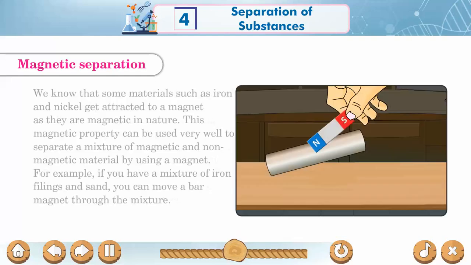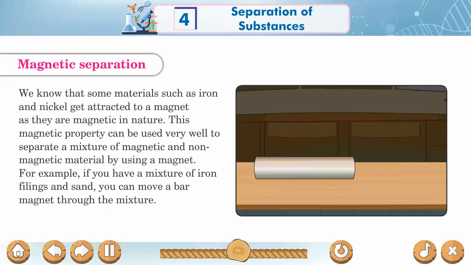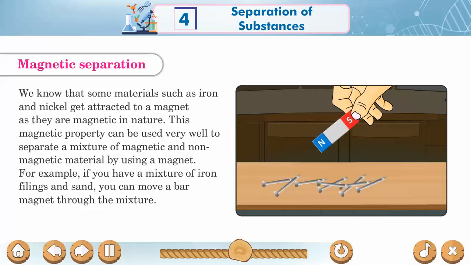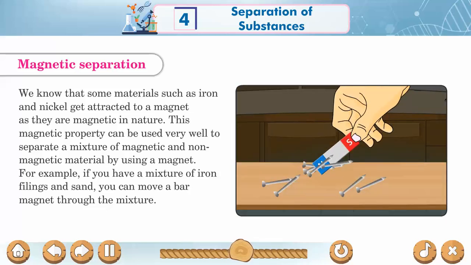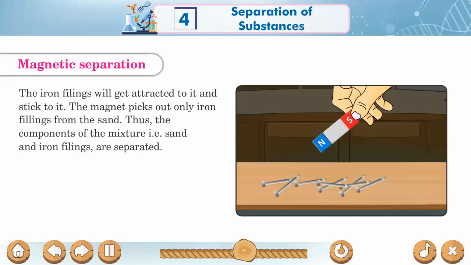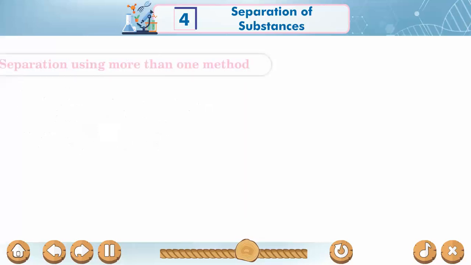Magnetic separation. We know that some materials such as iron and nickel get attracted to a magnet as they are magnetic in nature. This magnetic property can be used very well to separate a mixture of magnetic and non-magnetic material by using a magnet. For example, if you have a mixture of iron filings and sand, you can move a bar magnet through the mixture. The iron filings will get attracted to it and stick to it. The magnet picks out only iron filings from the sand. Thus, the components of the mixture, that is sand and iron filings, are separated.